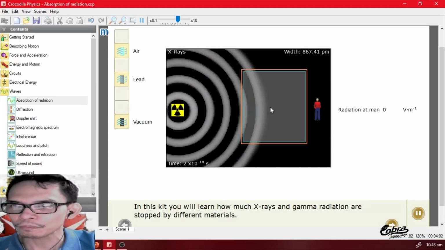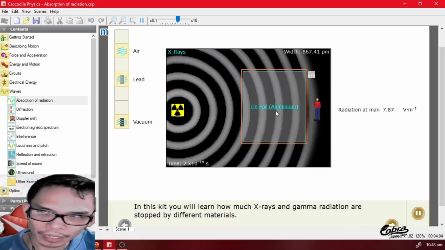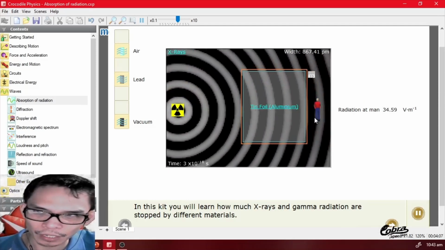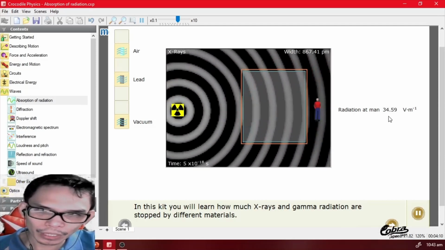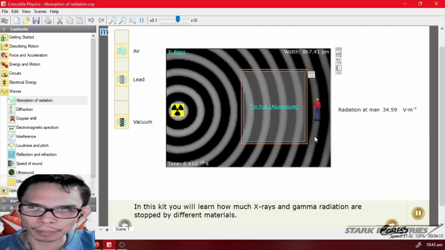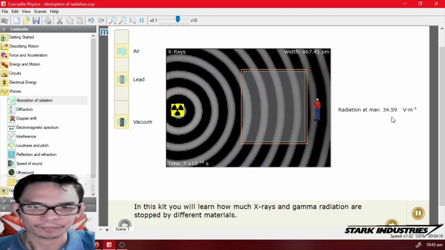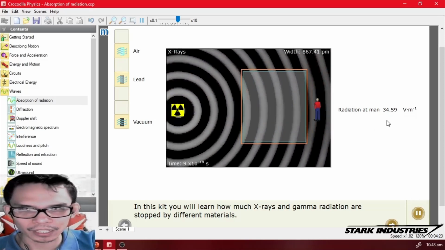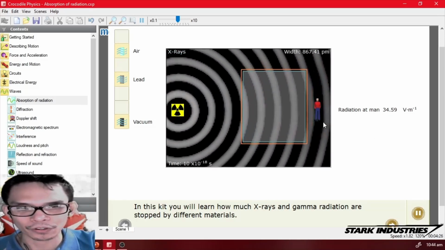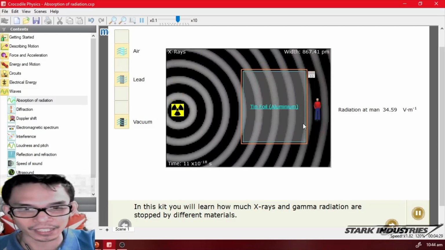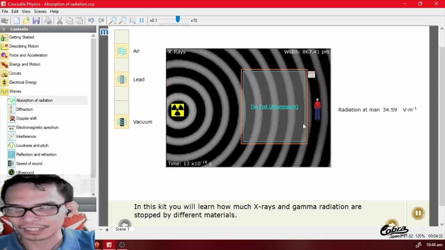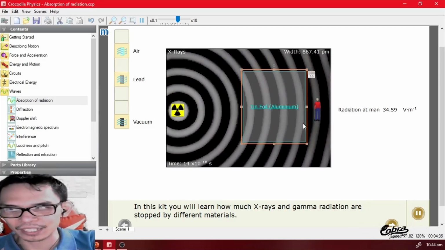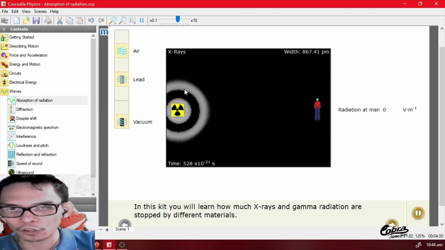Alright, so we have aluminum. Let's see if we can shield ourselves using aluminum. Okay, we can shield ourselves using aluminum, but the exposure on this human body is still very high. So, aluminum fails to shield us from ionizing radiation.